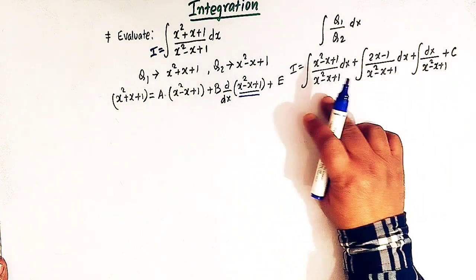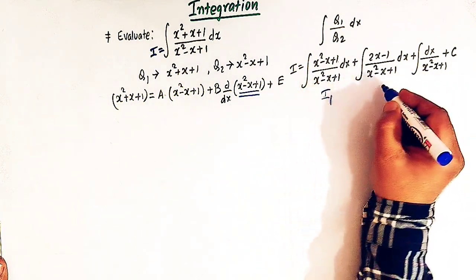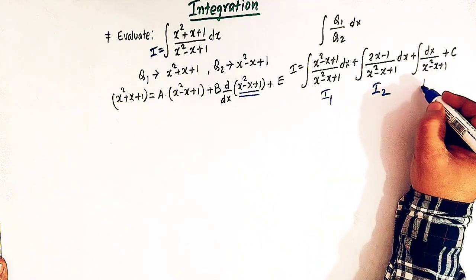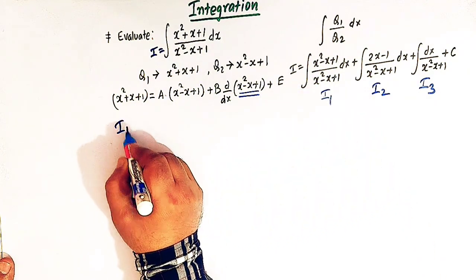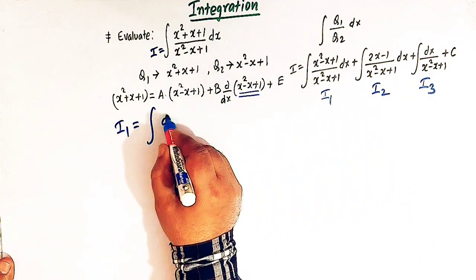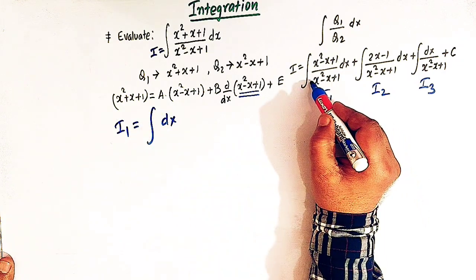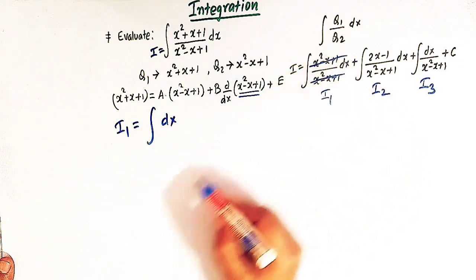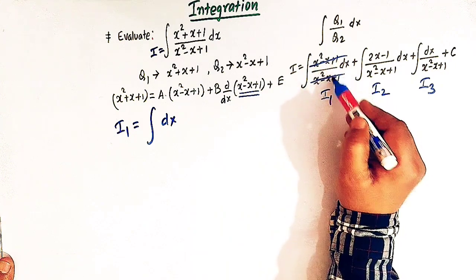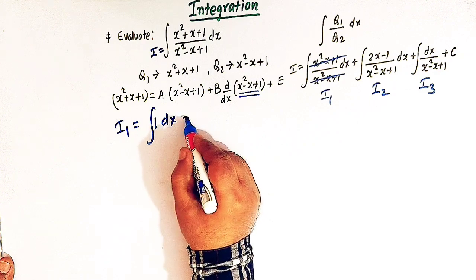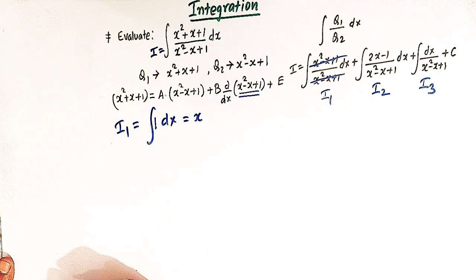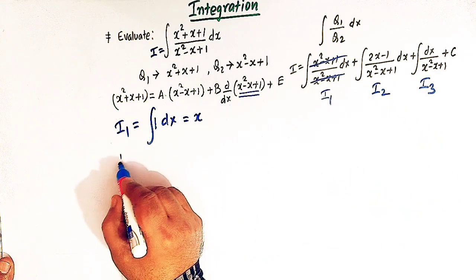So now here we have three integrals, I1, I2 and I3, right? So the value of I1 is given by simply dx, because see here this term and this term get cancelled because both the terms are identical, and the integral we have 1 dx, that is simply equal to x, right? Now let us consider I2.